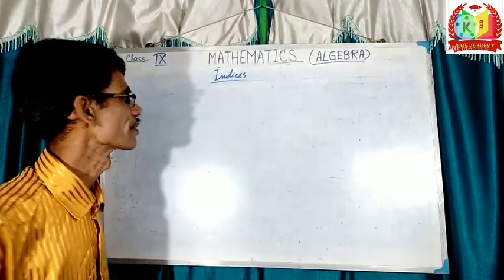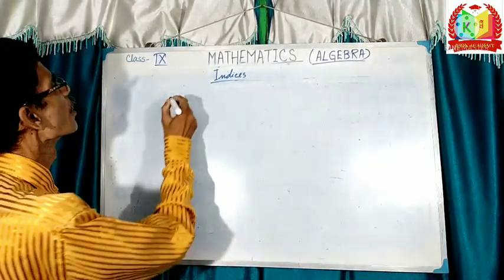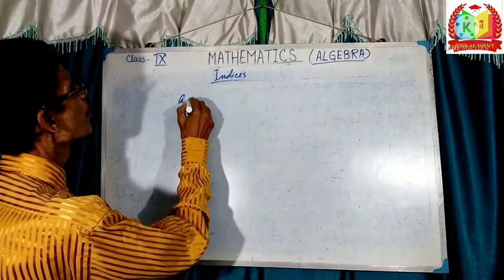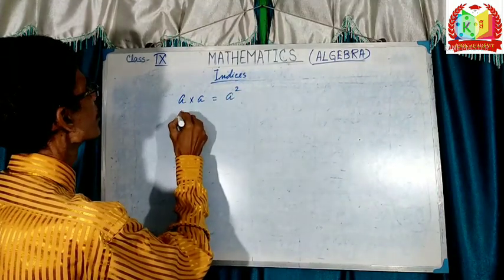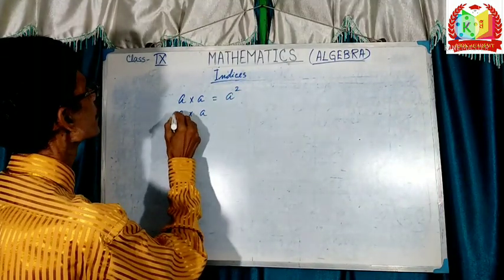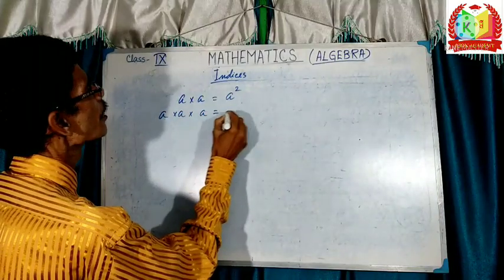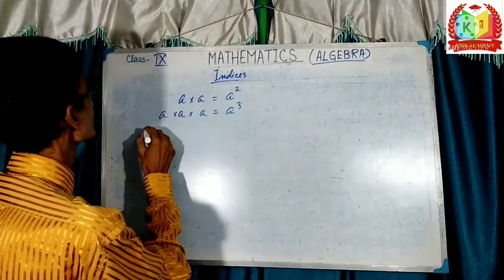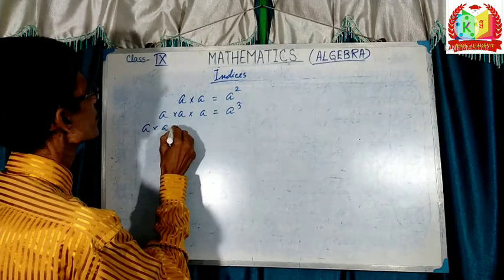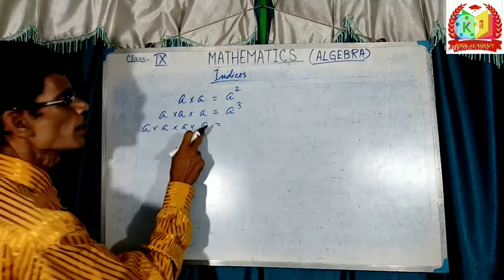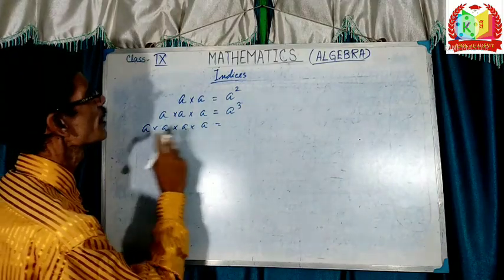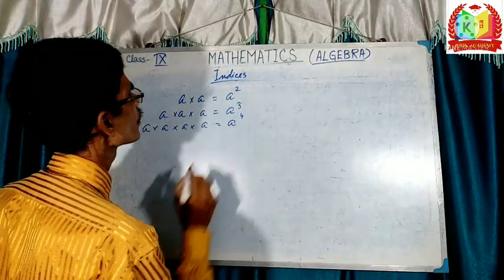Let's start. First look, we know a into a equal to a square. A into a into a equal to a cube. A into a into a into a equal to 4 times multiply of a, a to the power 4.